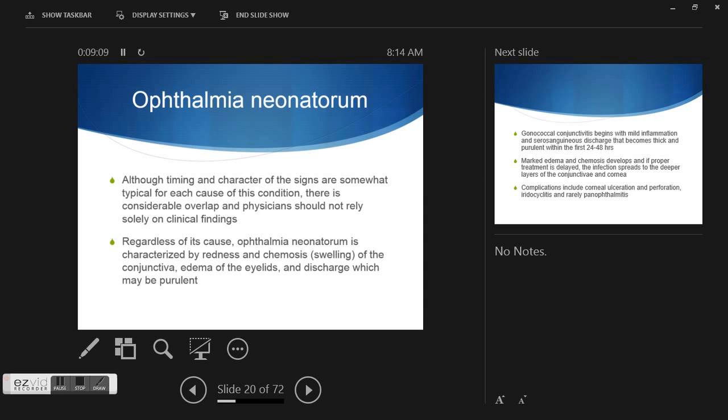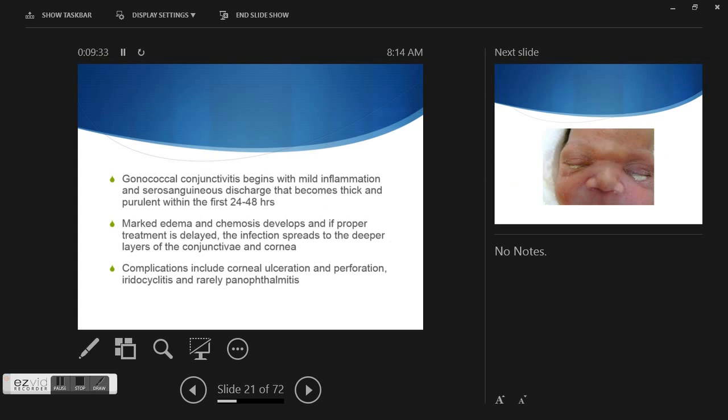Although the timing and the character of the signs are somewhat typical for each of these conditions, there's considerable overlap, and the physician should not rely solely on clinical findings to distinguish between the two. Regardless of its cause, ophthalmia neonatorum is characterized by redness and chemosis or swelling of the conjunctiva, edema of the eyelids, and discharge which may or may not be purulent.